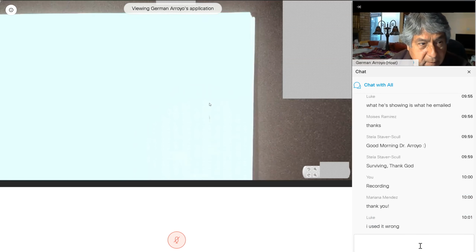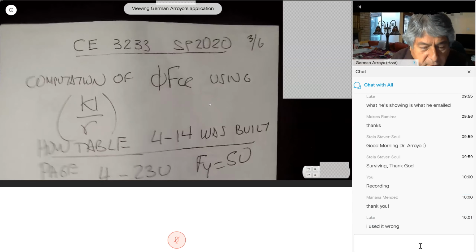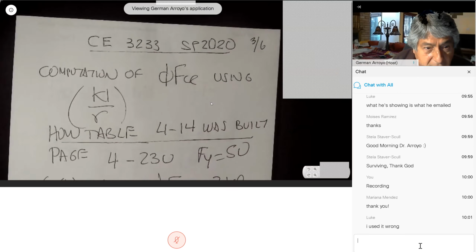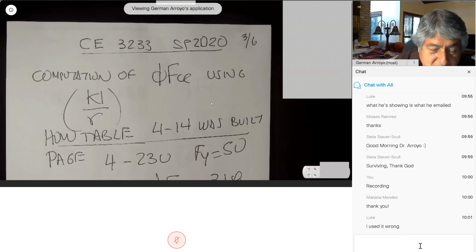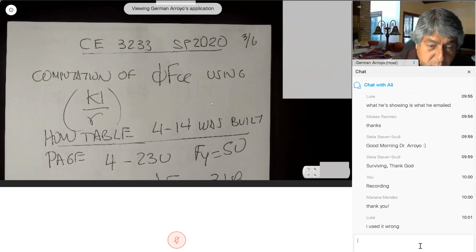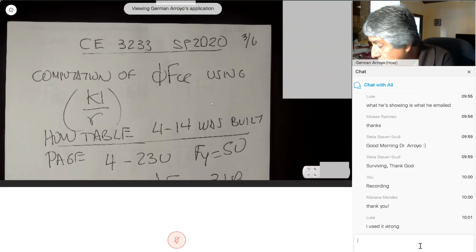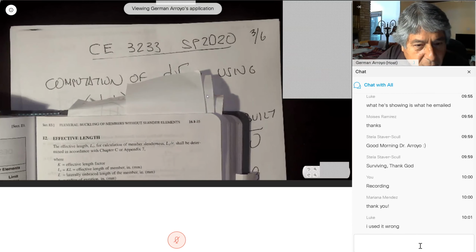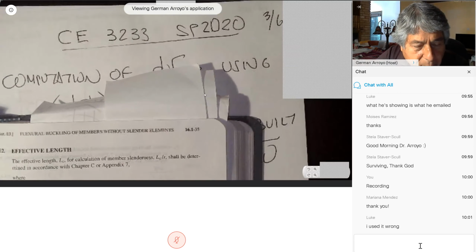But this is the new information, right? And the reason why I'm doing this is because after a while we become formula engineers. We just use the formula, and also table engineers, especially table. We use the table and we forget where the table came from. So I want you to go to chapter E in your code to page 16.135.